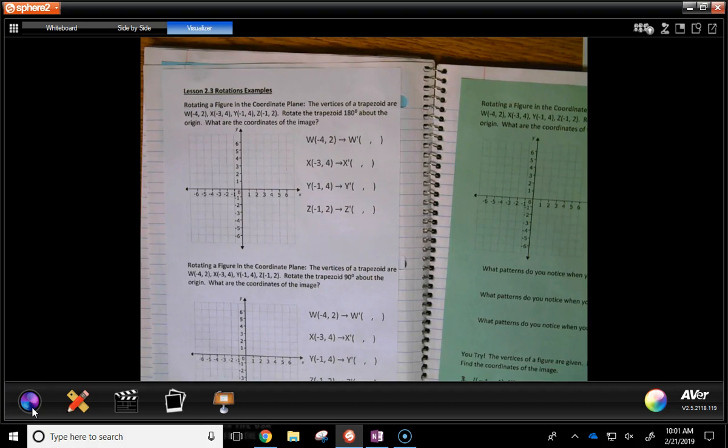What about quadrant 3? It's a negative and a negative. And in quadrant 4, positive, negative. All right. We are going to follow directions on here.